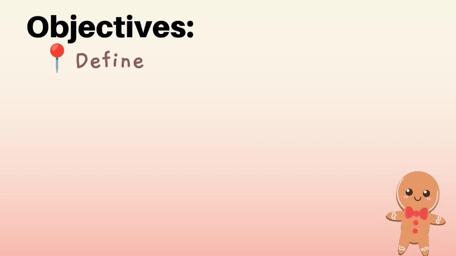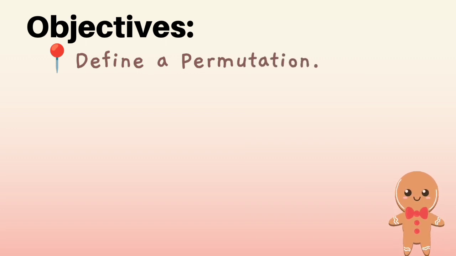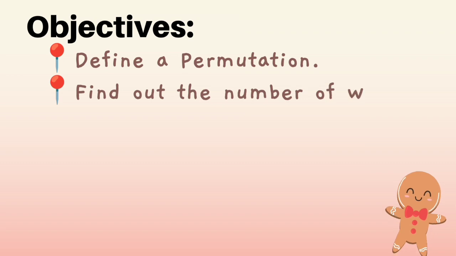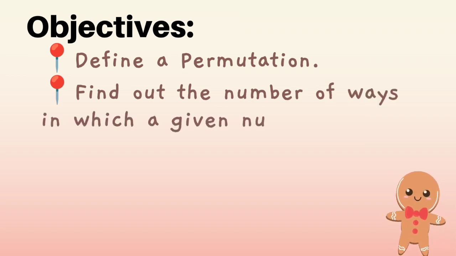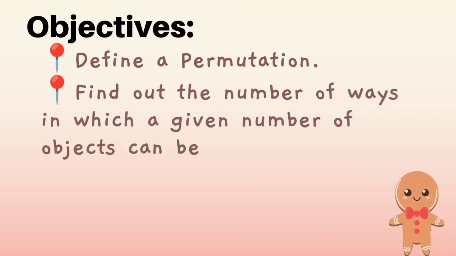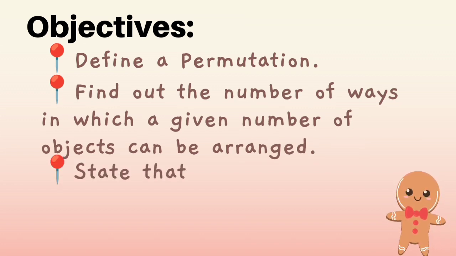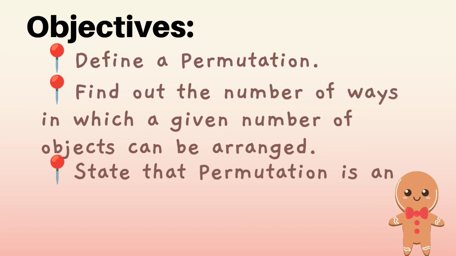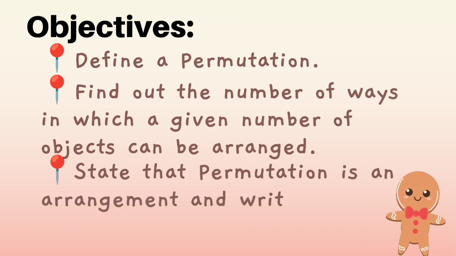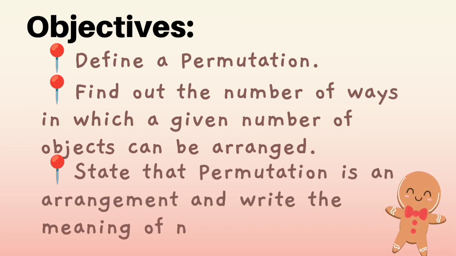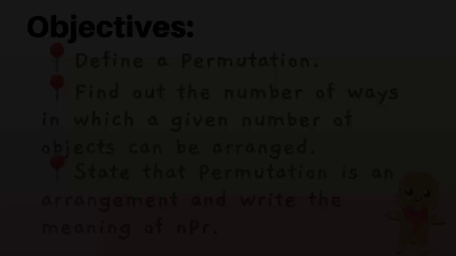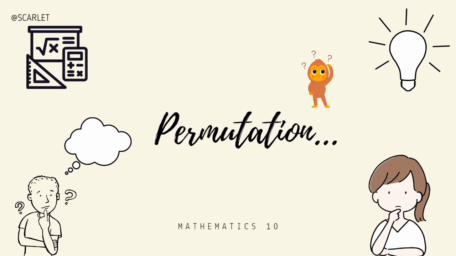In this lesson, we will define a permutation. Second, we will find out the number of ways in which a given number of objects can be arranged. And lastly, we will state that permutation is an arrangement and write the meaning of nPr. Welcome to our lesson, Permutation.